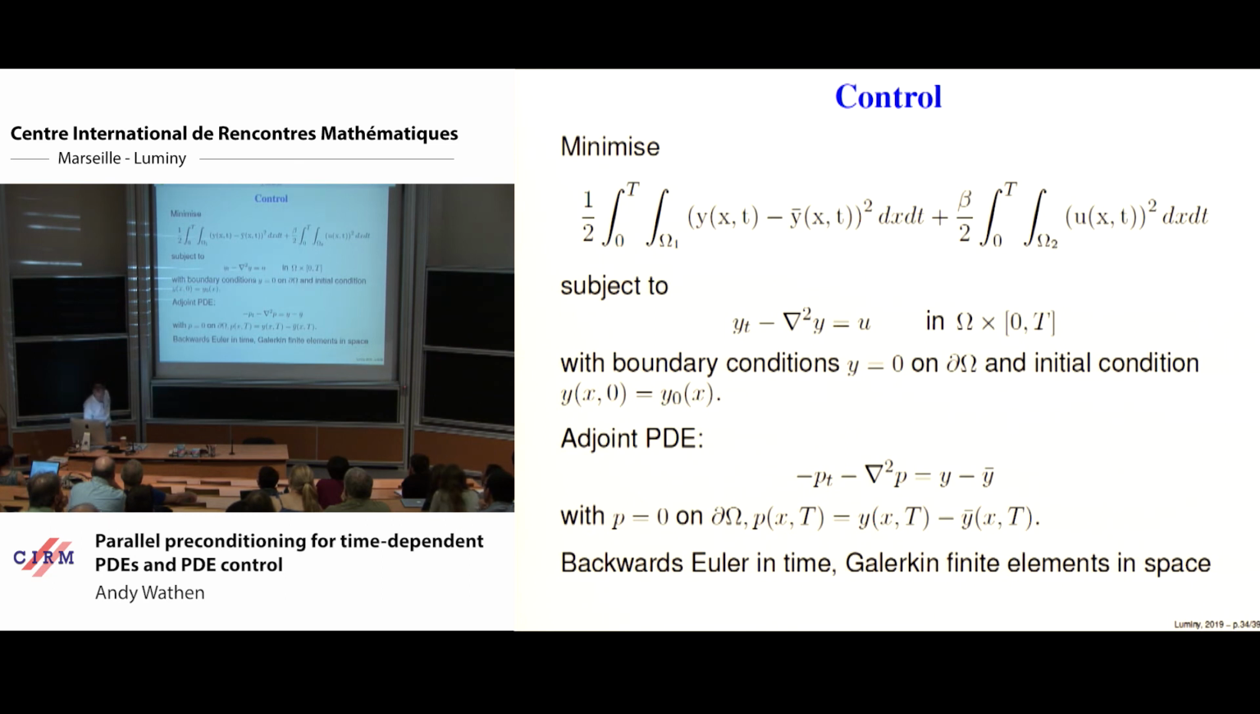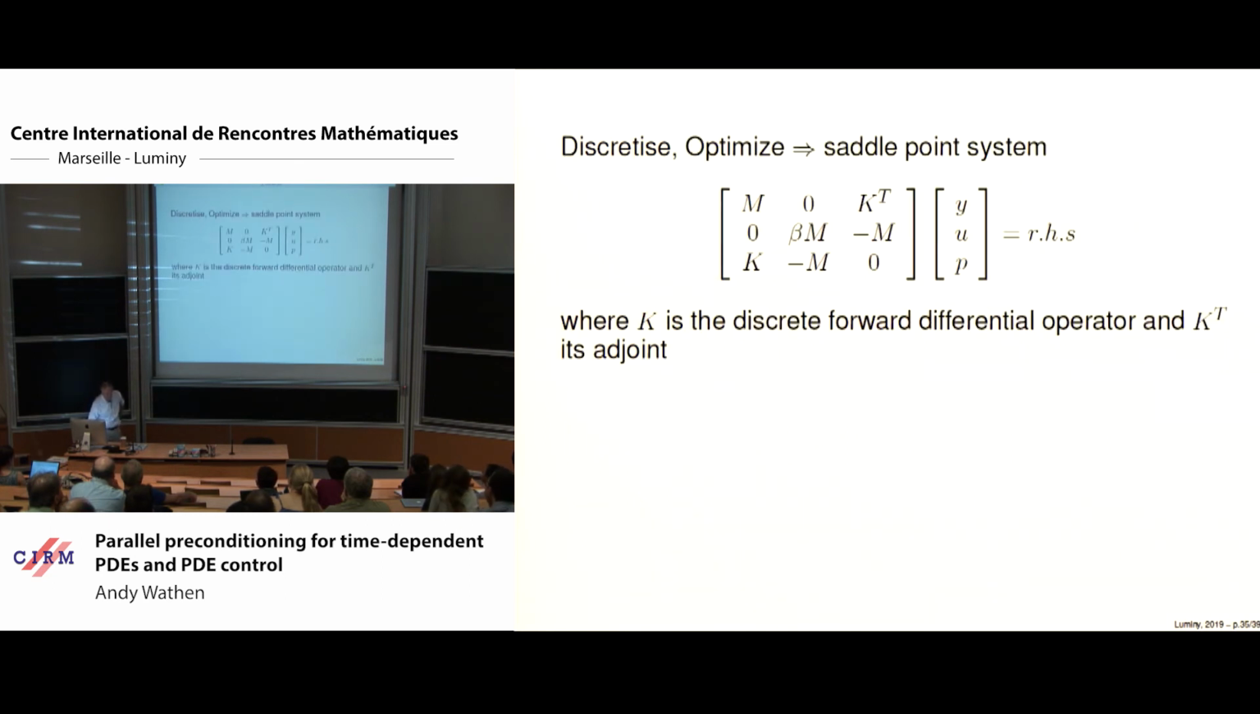I'm going to use backward Euler in time. Let me do this quickly. We discretize, then optimize. It would be the same if you did it the other way around. You get a block system that looks like this for the control problem, where essentially these M's are mass matrices, and these K's, this is the forward evolution of the problem, and this is the adjoint, the reverse evolution of the problem.